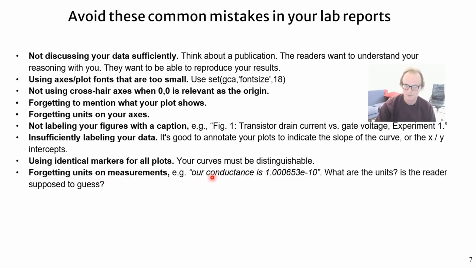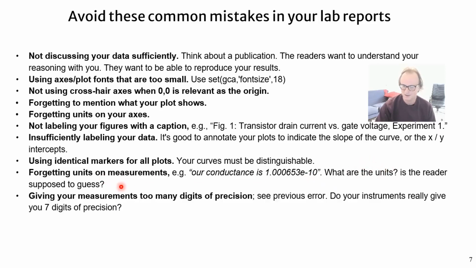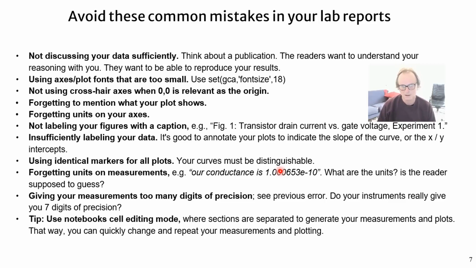Forgetting units on measurements. For example, here is one directly quoted: "Our conductance is 1.000653E-10." What are the units? Is the reader supposed to guess that these are Siemens? Giving your measurements too many digits of precision. See this error here. Do your instruments really give you 7 digits of precision? You should know a little bit about precision, right? Or how precision propagates through multiple measurements.